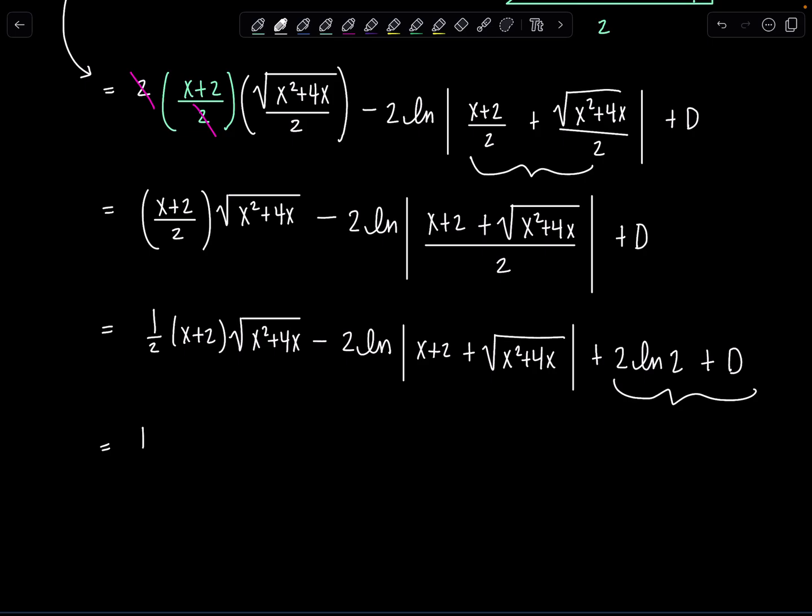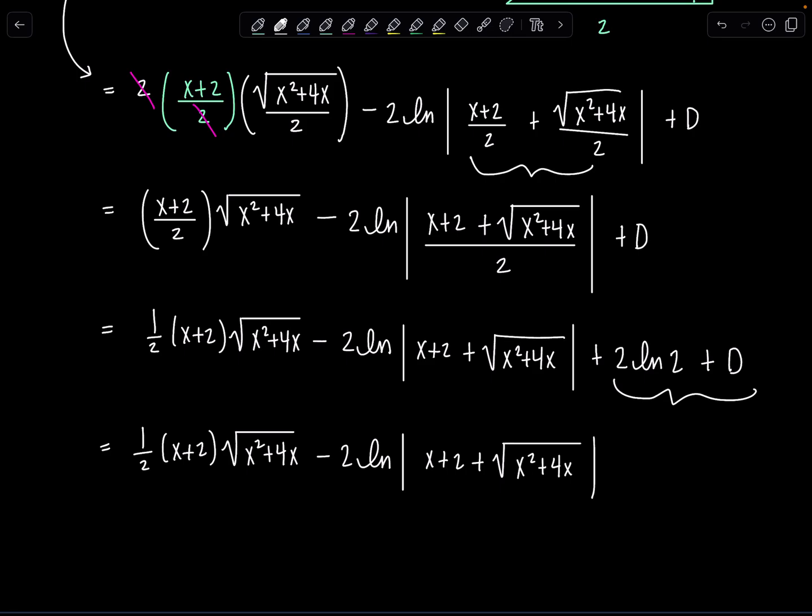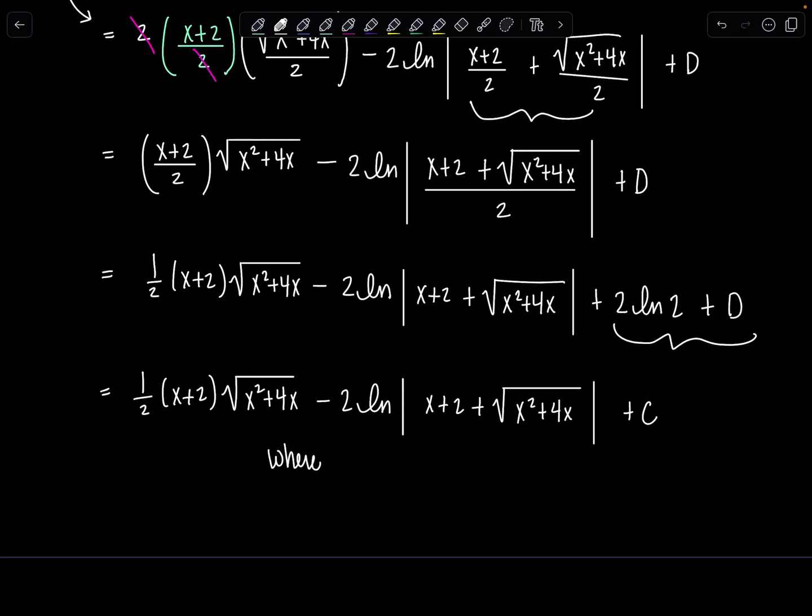And that's pretty much how you're always going to see the answers in the back of the book, or if you check a solution, they're going to end with plus c, you know. So we've got 1/2 x plus 2, rad x squared plus 4x, minus 2 natural log absolute value, x plus 2 plus radical, x squared plus 4x, and then I'm going to put plus c, where c is d plus 2 natural log of 2.